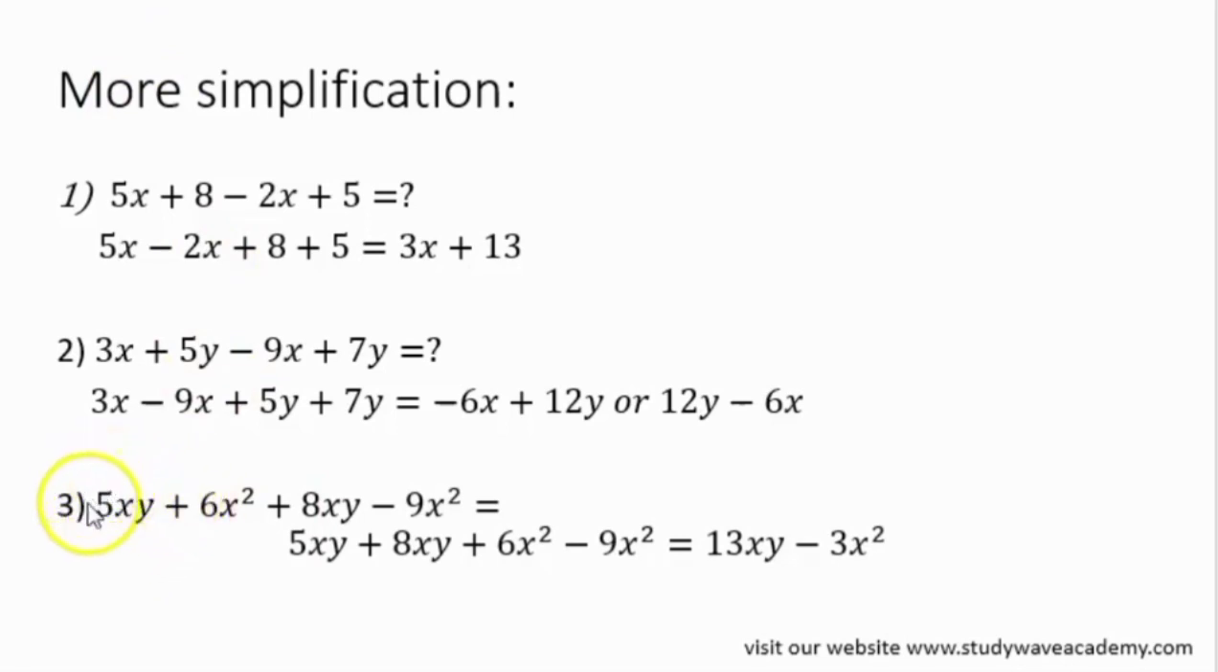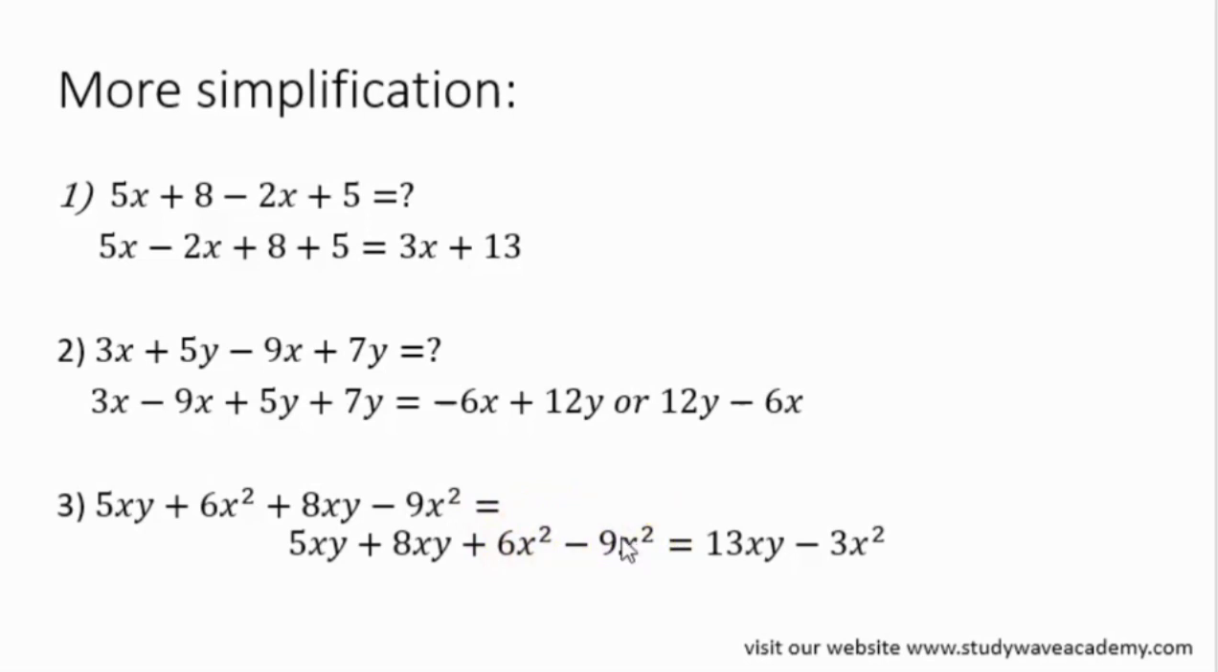We have 5xy. Where else do we have the variable xy? We have it here, 8xy. So we are going to bring them together. We're going to write 5xy plus 8xy. Then what are we going to do next? Look for another number that has the same variable. Here we have 6x squared. Then we also have minus 9x squared. So we're going to bring them together. We put our plus sign and write 6x squared minus 9x squared.